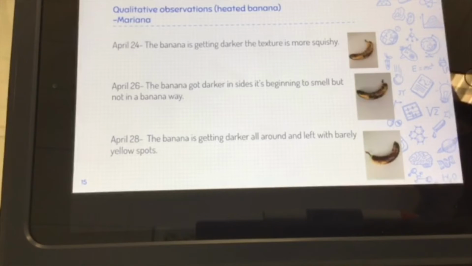So these are Mariana's observations for her heated banana. On April 24th, the banana was still getting darker and the texture was more squishy. On April 26th, the banana got darker on its sides and it began to smell, but she couldn't quite identify what it smelled like. She just identified it as a weird smell. On April 28th, the banana is still getting darker all around and was left with barely any yellow spots.